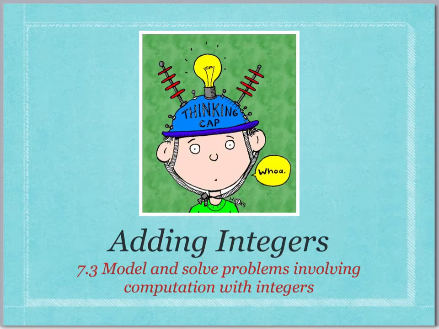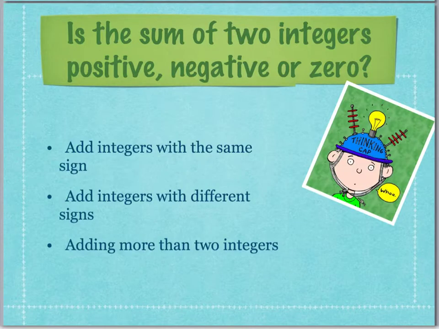Today we're going to talk about adding integers, and this is going to cover standard 7.3, model and solve problems involving computation with integers. When you add two integers, the sum of them can be positive, negative, or equal to 0.